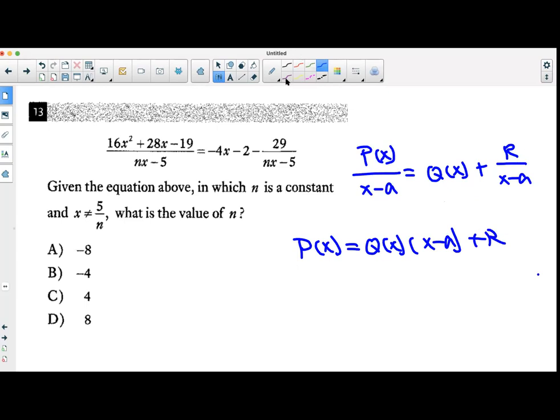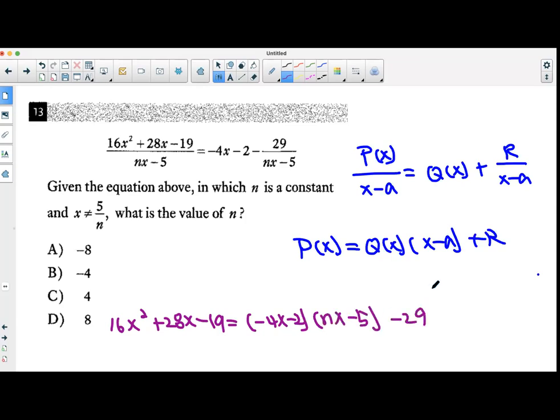So then, wait a minute. If that were the case, I can rewrite this one as 16x squared plus 28x minus 19 is in fact equal to -4x minus 2, and then nx minus 5, and then minus 29. At this point, some of you might be thinking, hey, do you want me to multiply everything out? No, that's not what I meant.